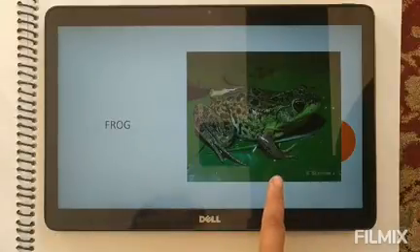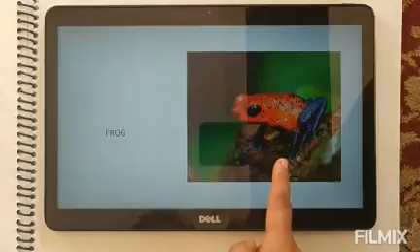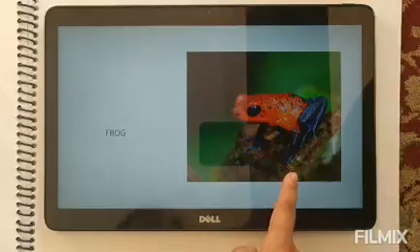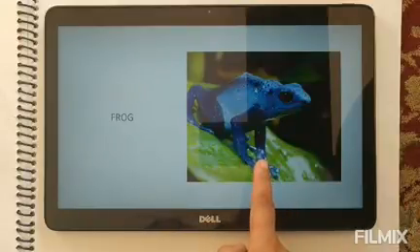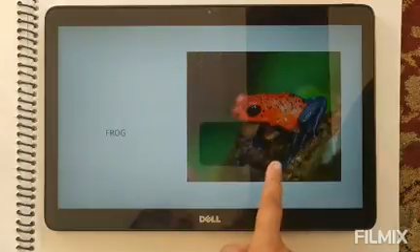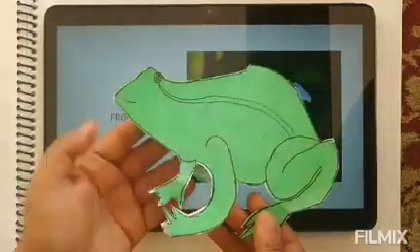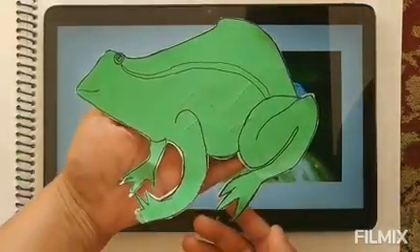What do you think this is? A frog? Yes. And look at this frog. A red frog. Have you ever seen a red frog? Not me. And this is a blue frog. The red and the blue frog are poisonous. Okay. And this is the frog that I have made.